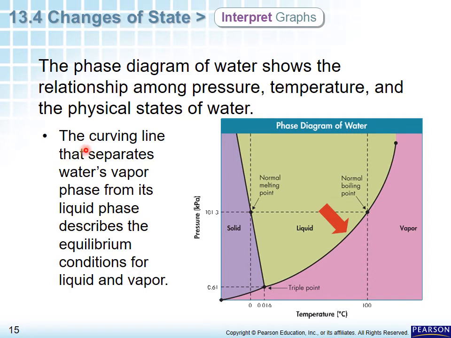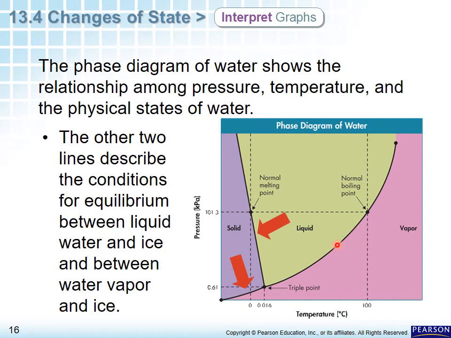The curving line that separates the water vapor phase from its liquid phase describes the equilibrium condition of the liquid and vapor. So see this, as I told you, this line indicates the equilibrium condition. Next, the other two lines describe the conditions of equilibrium between the liquid water and ice, and between vapor and ice. So see this one, ice and water, and then ice and vapor, like this.